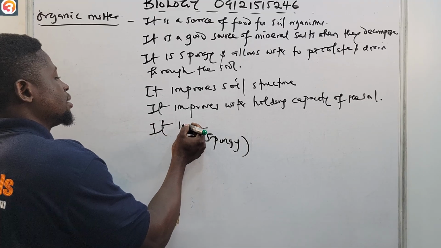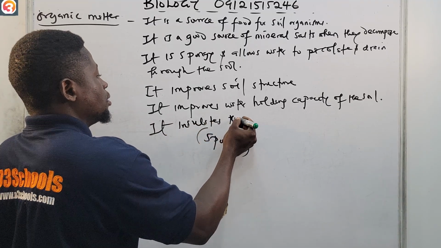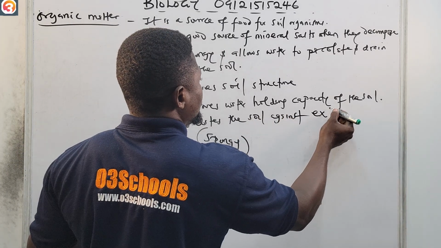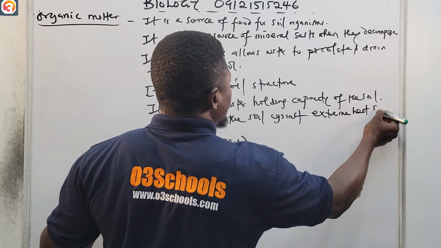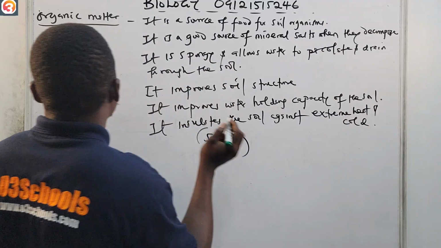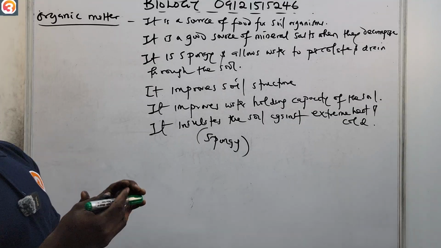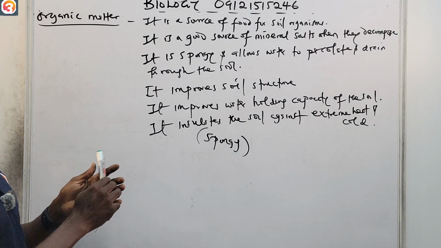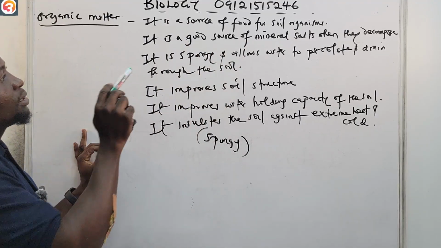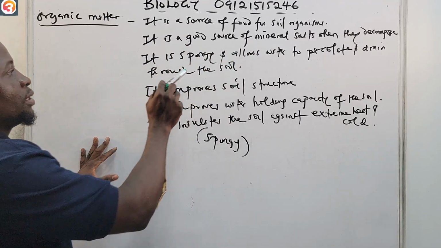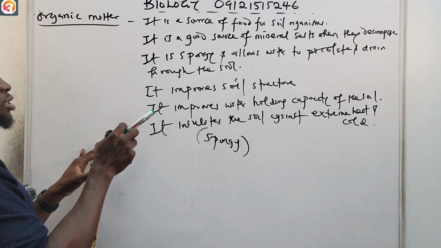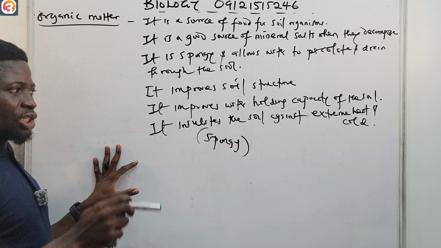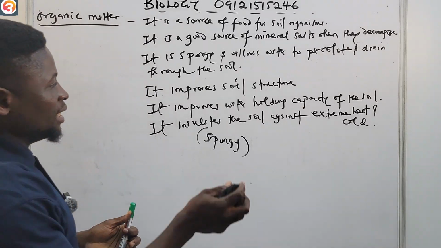So I think this is enough for the organic matter, the importance or the function. Please take note of that. It's a source of food for soil organisms, a good source of mineral salts when they decompose, spongy and allows water to percolate or drain through the soil, improves the soil structure, improves water holding capacity of the soil and insulates the soil against extreme heat and cold.